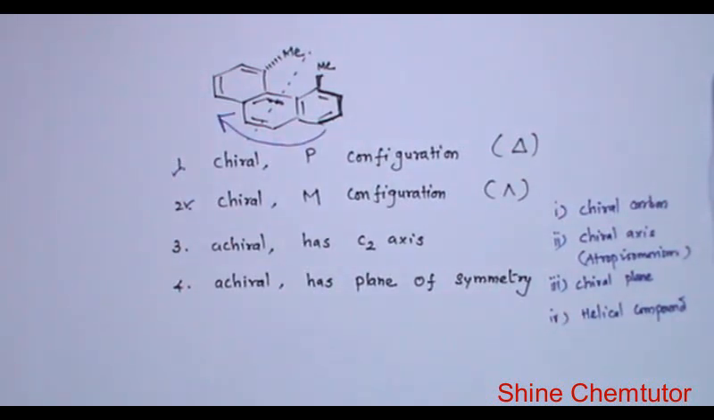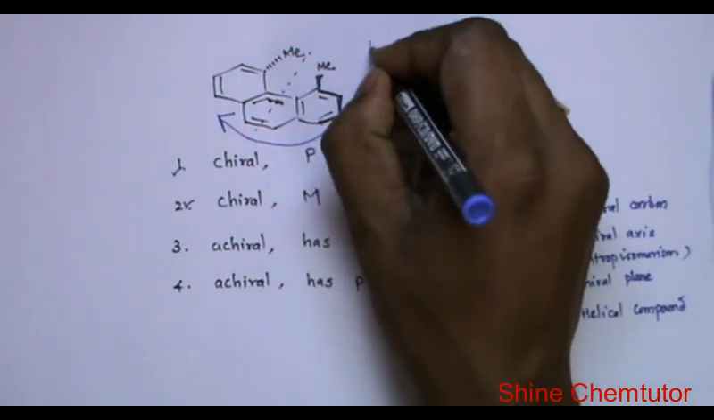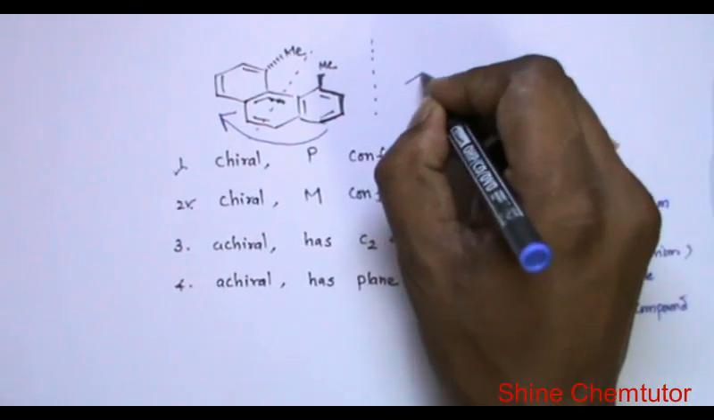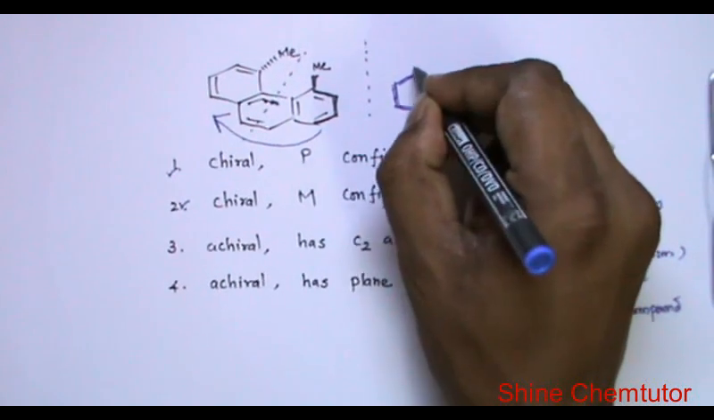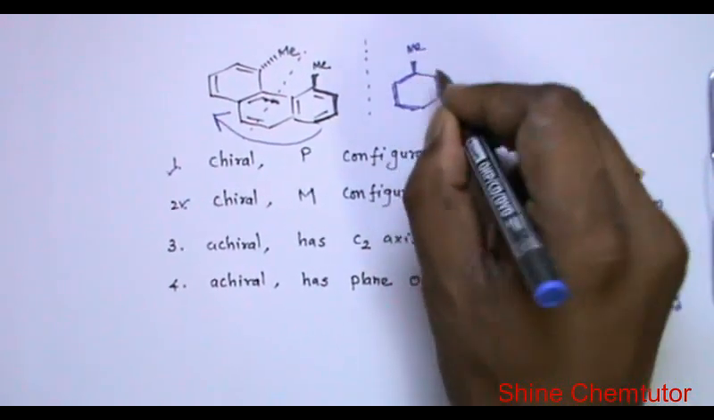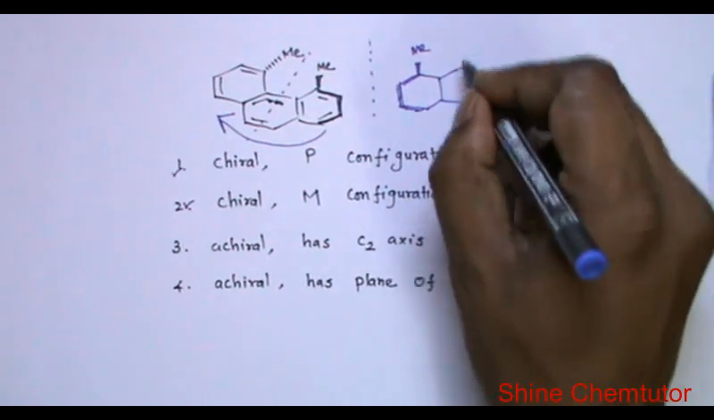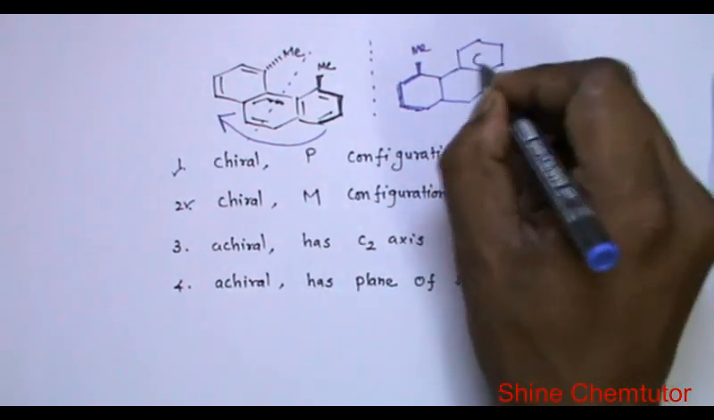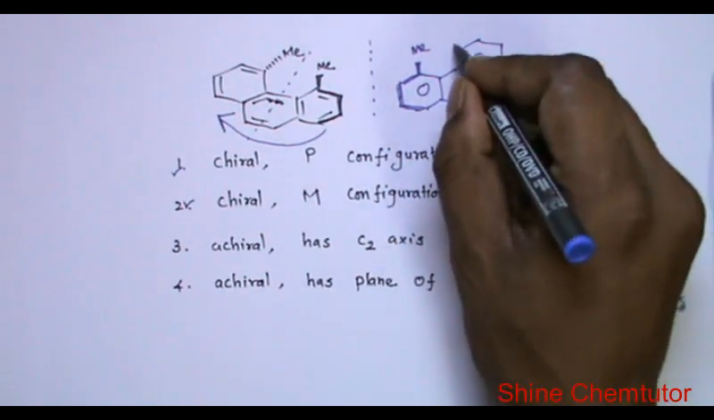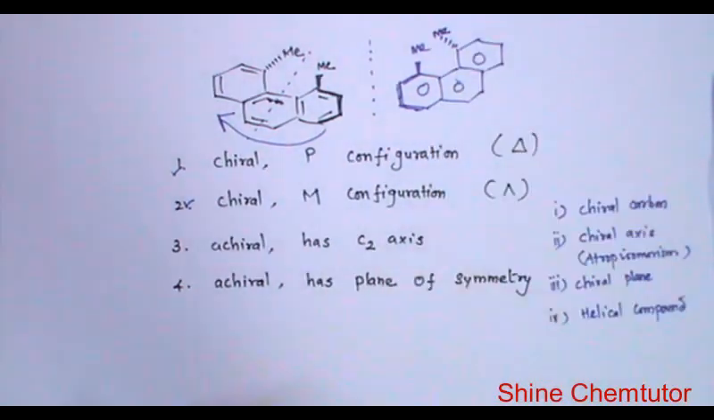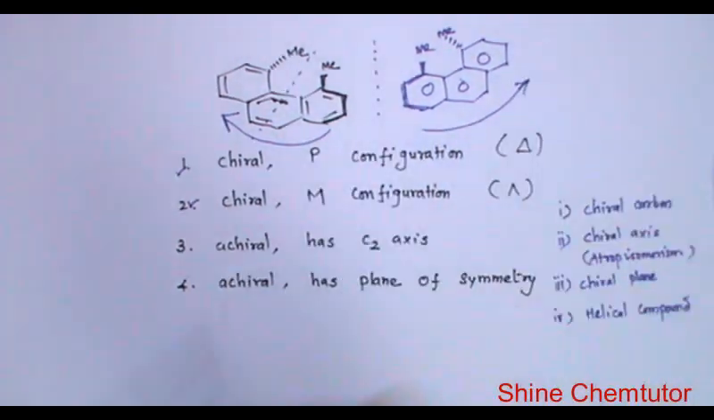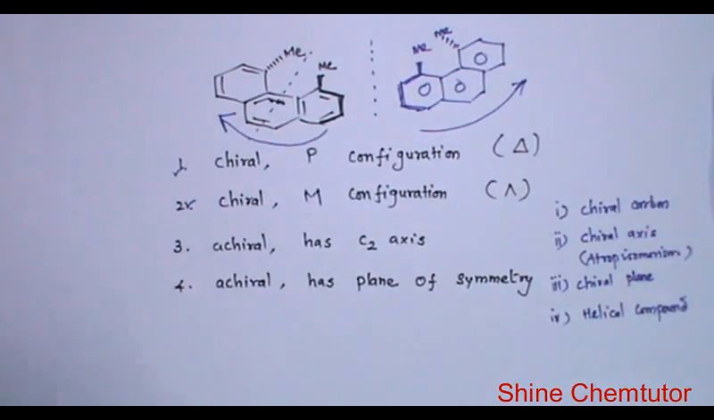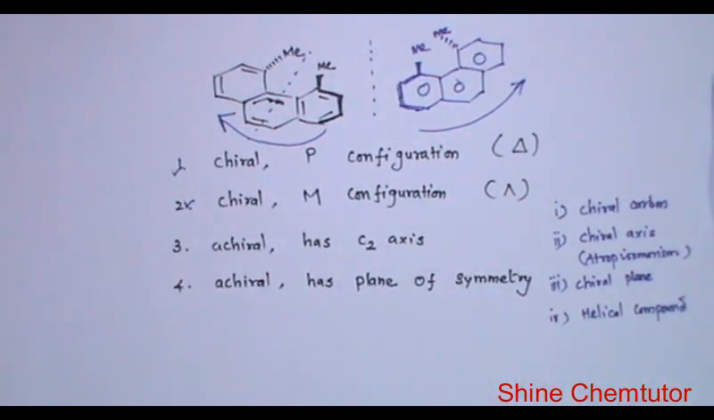If it is anti-clockwise direction, that is the mirror image of this, will be something like this. So this is the mirror image of this one. From the top, I go here. So this will be anti-clockwise direction. So that one will be M configuration.